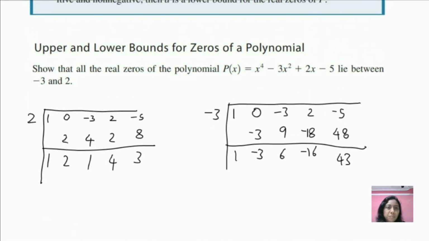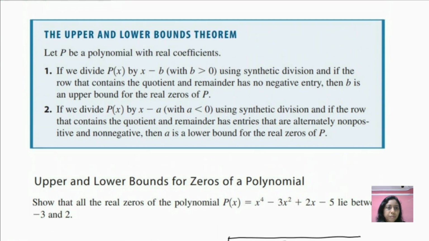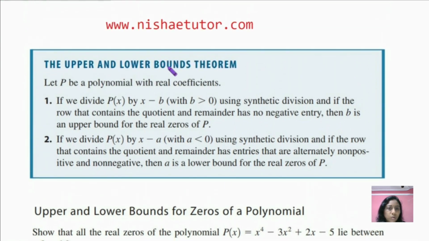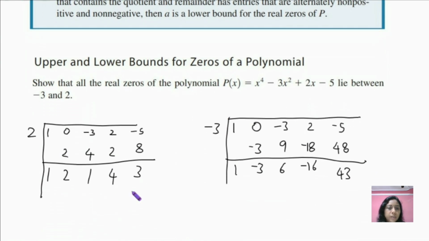Okay. So very simple question. If you know this theorem, the upper and lower bound theorem, and you know these two rules, you can easily find the upper bound and lower bound. And if you get remainder 0, it means that is a zero of the given polynomial, otherwise not.